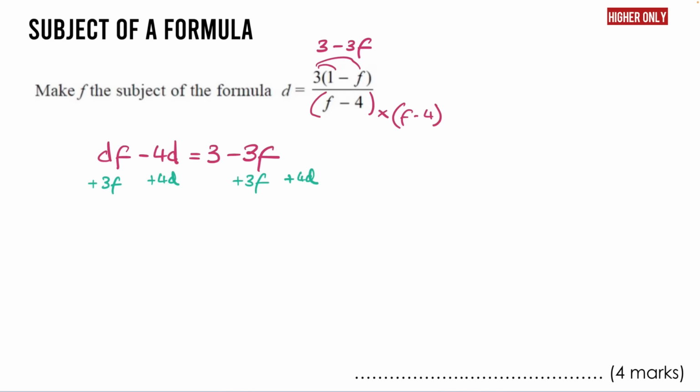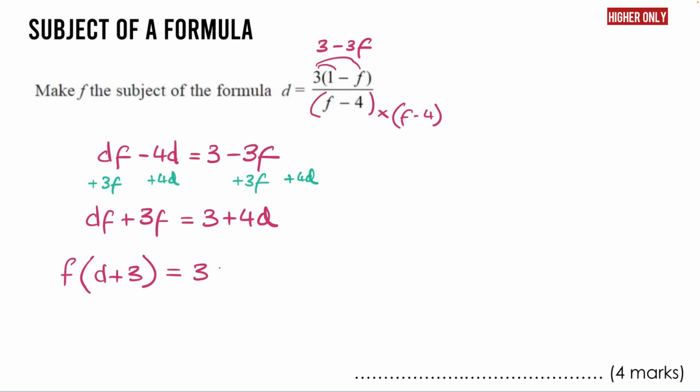So I'm skipping a few steps here just to reduce the amount of working out. So I have df and I'm adding 3f, the 4d's going, so we have 3, and we're adding 4d to the right. Now all the pieces are on the same side, it just makes it really nice and quick to factorise the f out, f times (d plus 3), which is equal to 3 plus 4d, and now dividing by the bracket to isolate the f gives us f equals (3 plus 4d) over (d plus 3).